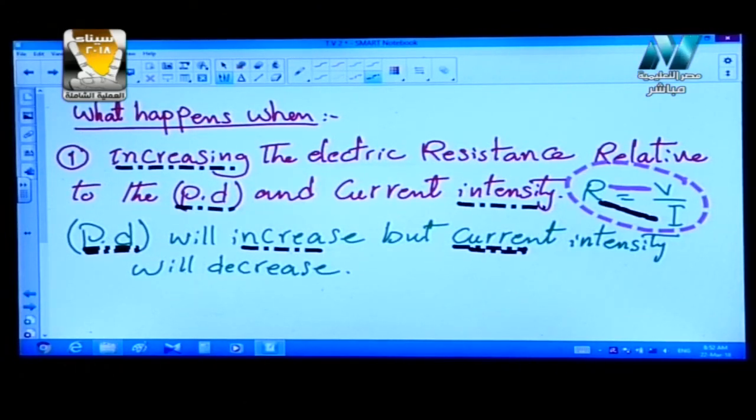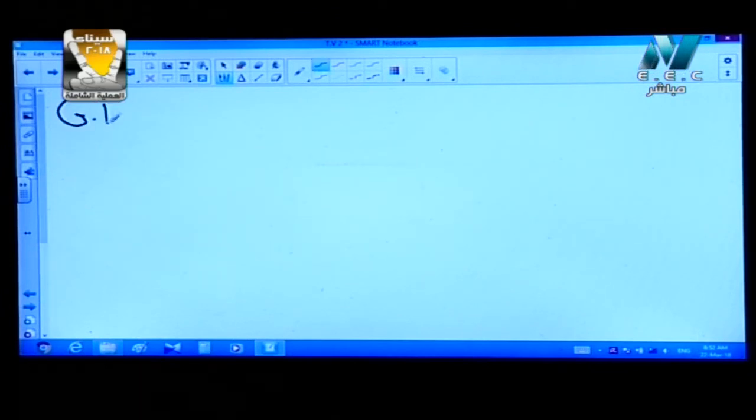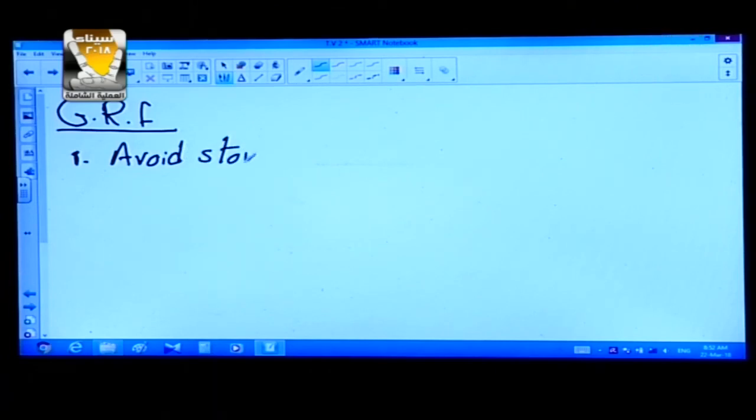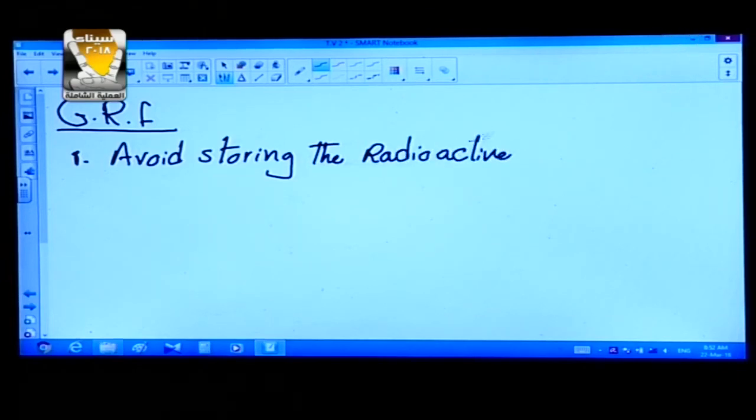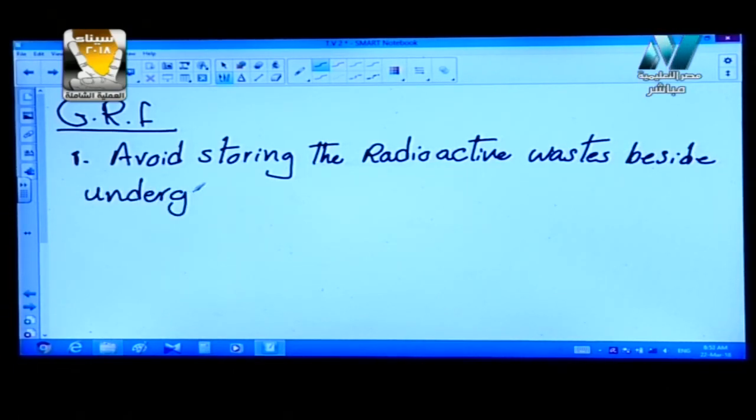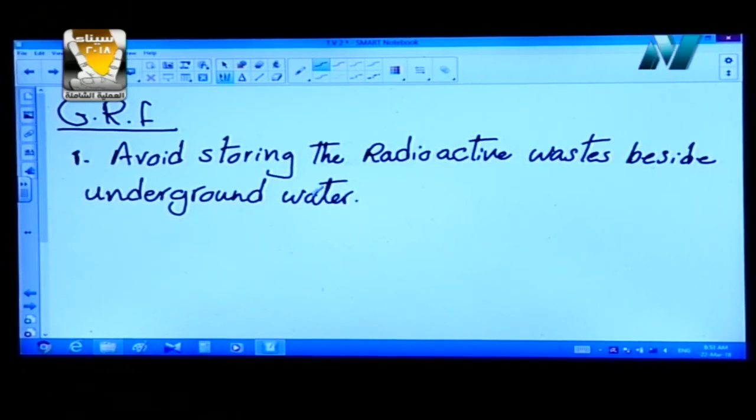Here we have another question as give reason for. نرجع تاني ل give reason for. Number 1, avoid storing تخزين يعني the radioactive wastes. تمام. besides underground طبعا water or in animal caves. ناخدها كده ونقولها اورال مع بعض.